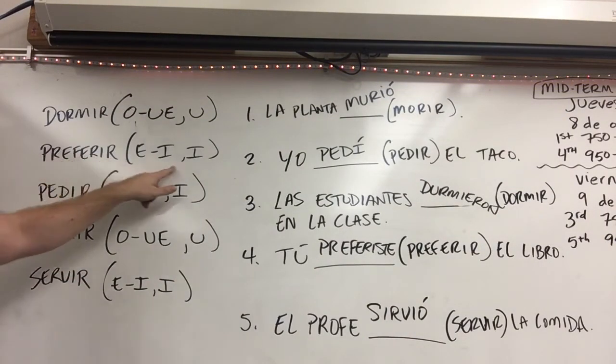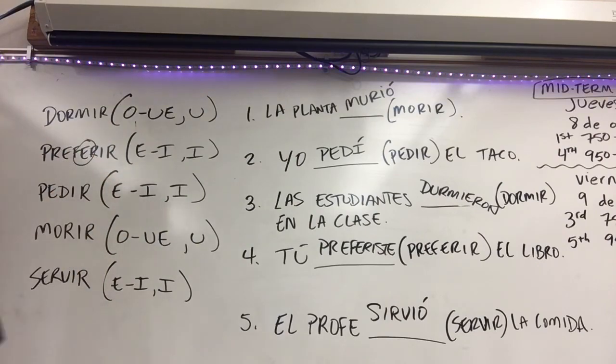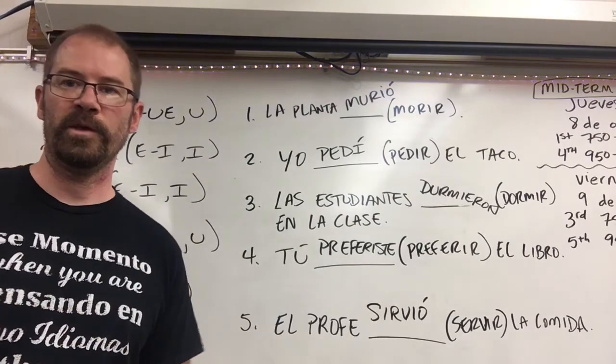And one last thing, just in case you're wondering about this verb preferir right here, which has 2 E's in it: it'll be the E that changes to an I, in both the present tense and the preterite, depending on what you're talking about.